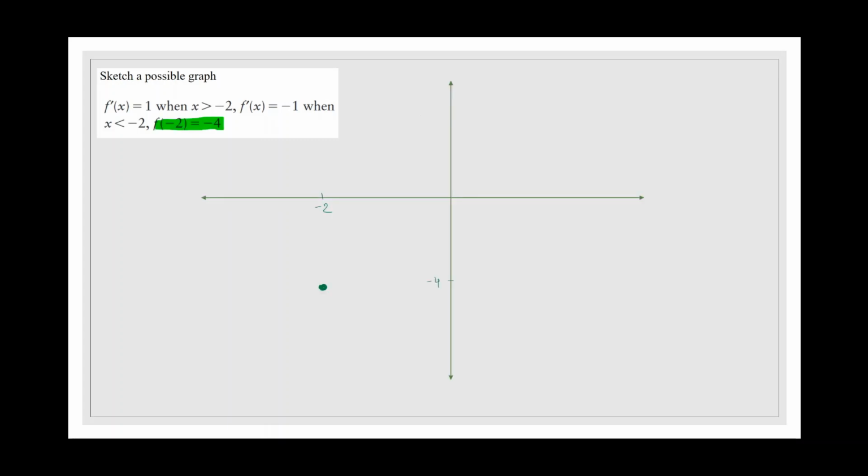So first, I always start with the original function, not the derivative. And here we have f of -2 is equal to -4. So you just plot that point.